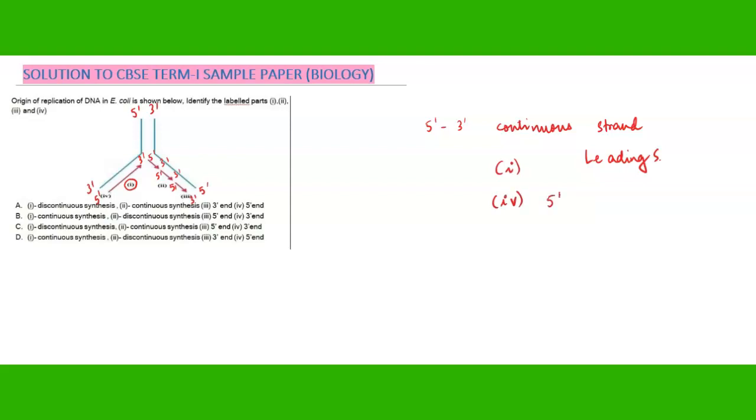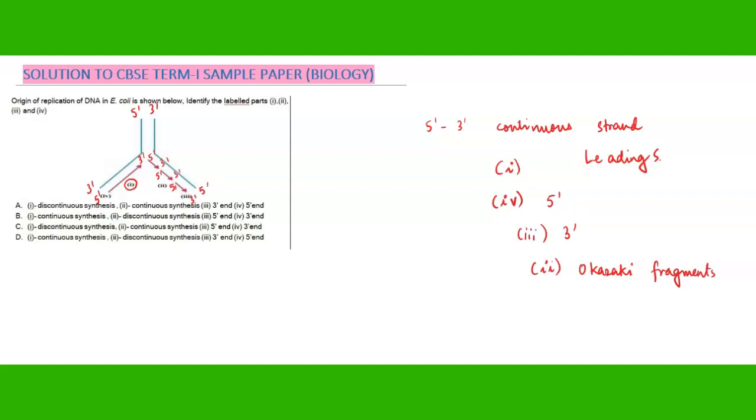and for fourth we have already found out that it is 5' to 3'. For third we have already worked out it is 3'. For second we have already worked out that they are Okazaki fragments. These fragments are a part of the lagging strand.